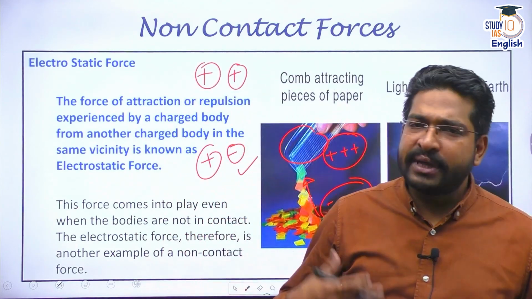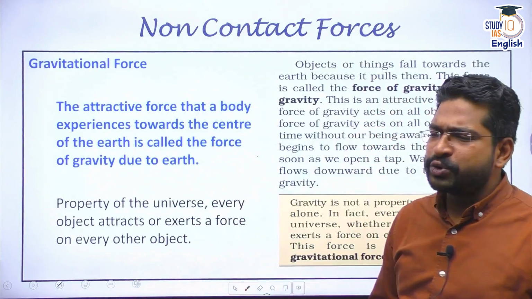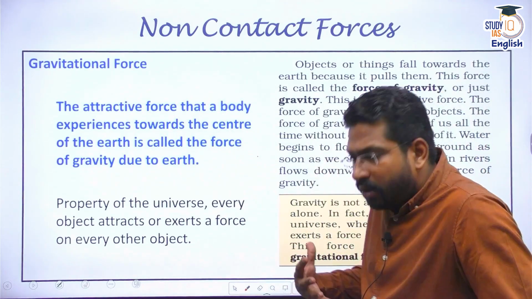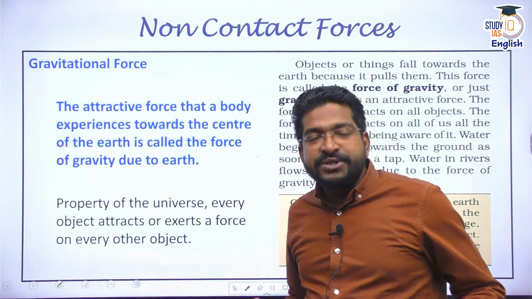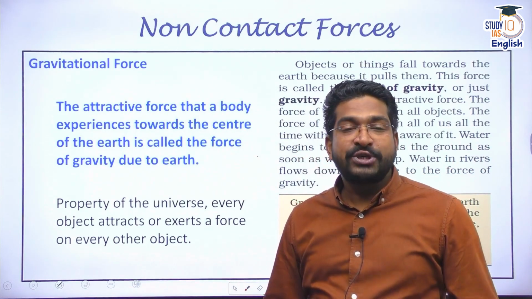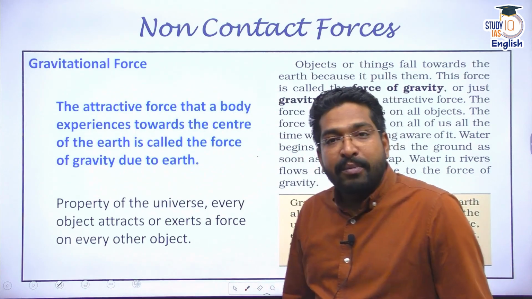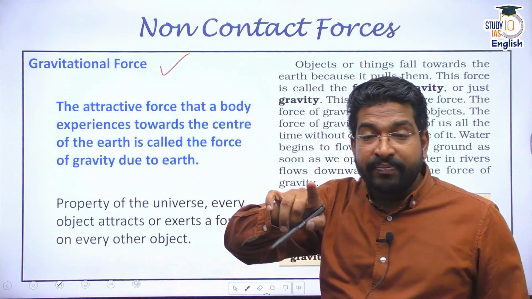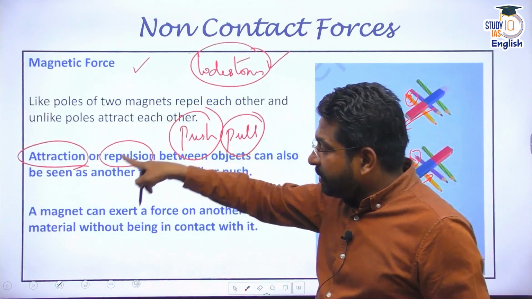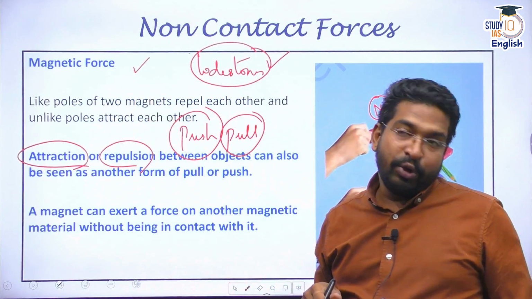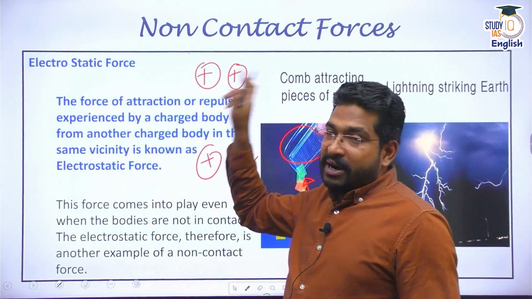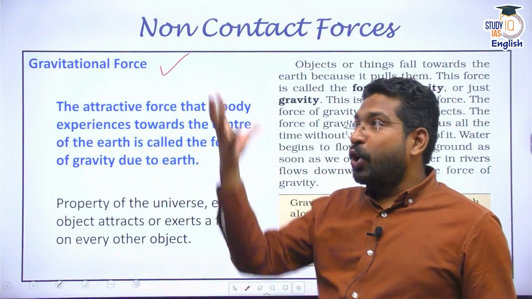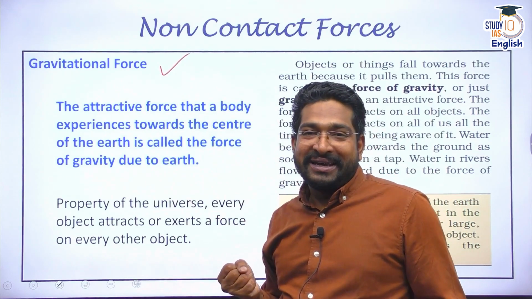Apart from magnetic force and electrostatic force, there is one more non-contact force which is very prominent, which we feel also right now. See, I am standing on the ground. Why? Because there is some sort of gravitational force acting on me, because of which I am grounded on earth. That is the gravitational force. And remember, a magnetic force can be attraction or repulsion. It means push or a pull. Electrostatic force can be attraction or repulsion based on the charges. It can be push or a pull. But gravitational force is always a pull towards the body, right?